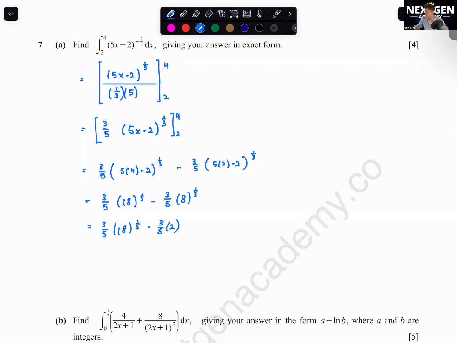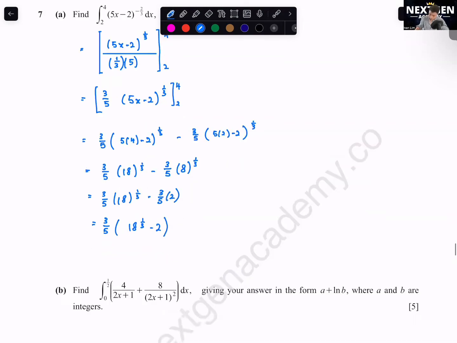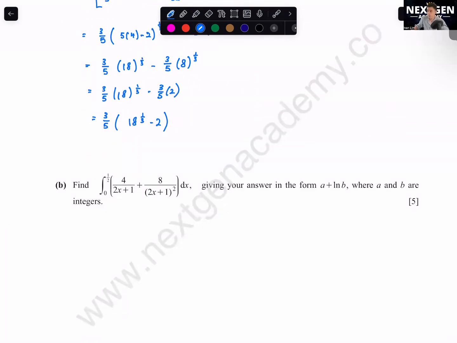Let me see the answer, what they want. I think you can just open up this bracket, or you can also factorize it like that: 18 power 1 over 3, and minus 2. It's also the same, but don't write it in decimal places. Write it in decimal places, then you'll be wrong already. Okay, let's go to question B.